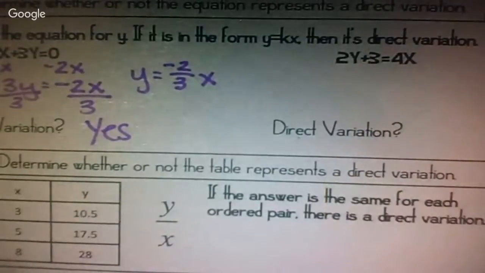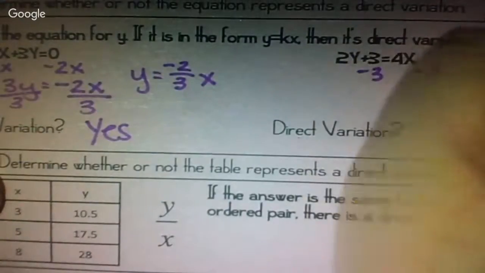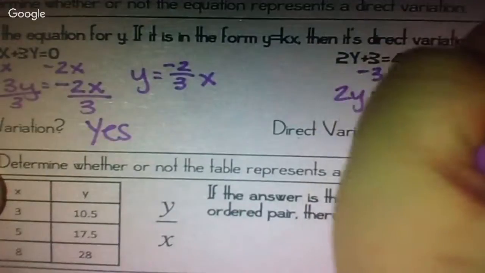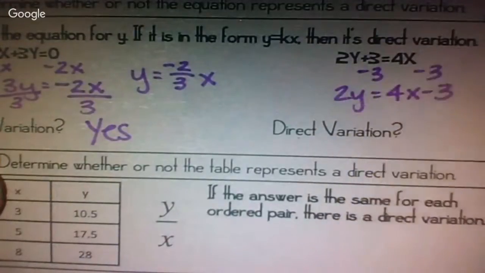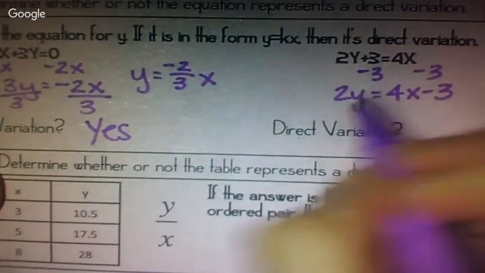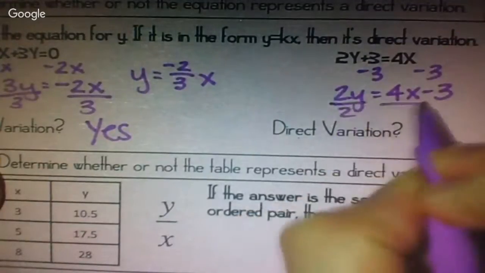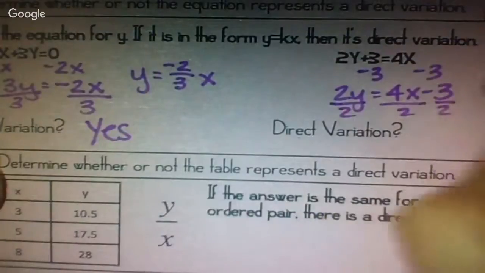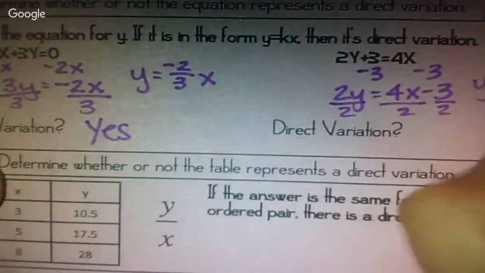All right. Other side. Again, I need this equal to y first. So I start with subtracting 3. So 2y equals 4x minus 3. Divide by 2. So y equals 2x minus 3/2.